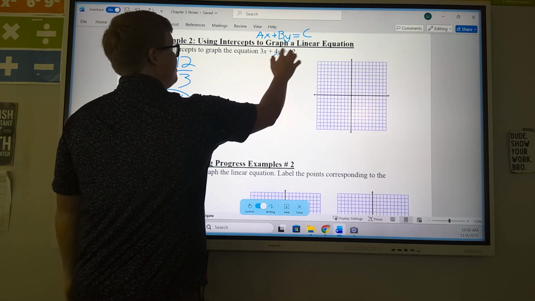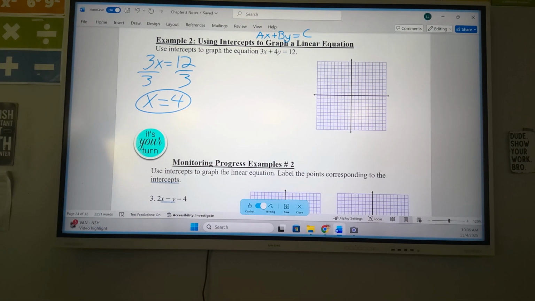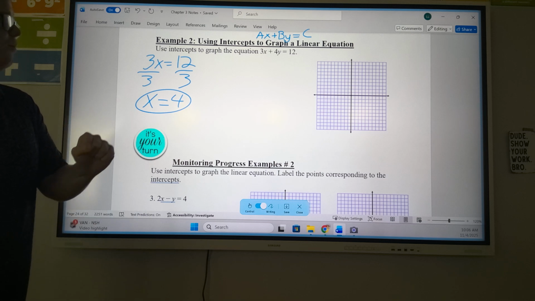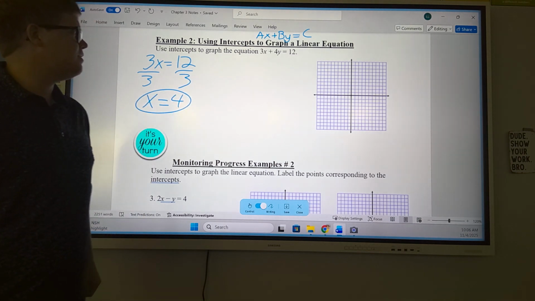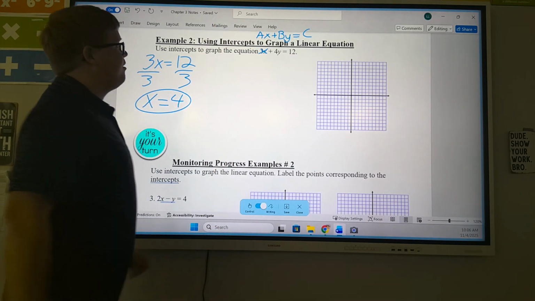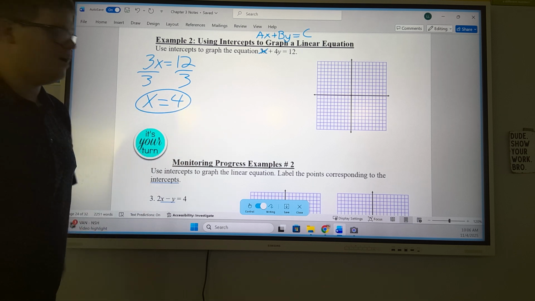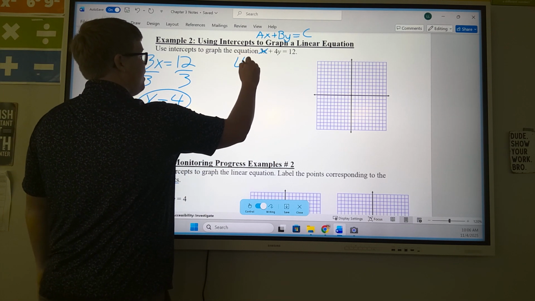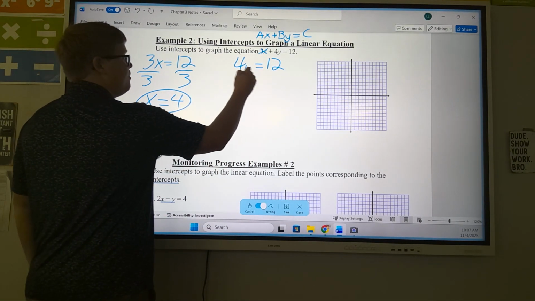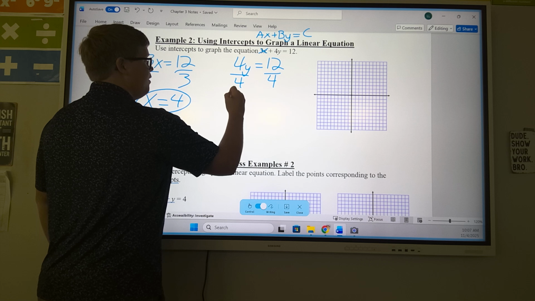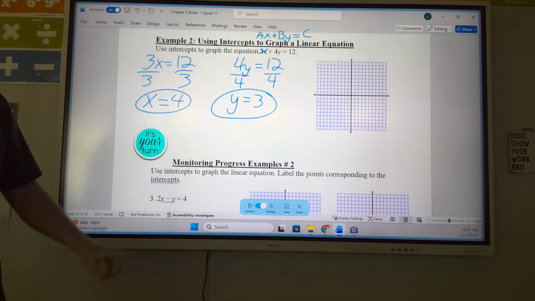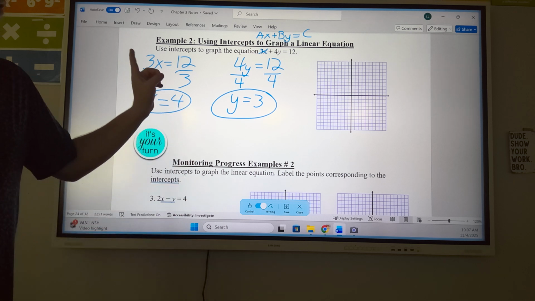Now, the same thing is going to go for our y-intercept. Our y-intercept is where x is 0, so we're plugging 0 in for x. 3 times 0 is 0. That means our x is gone. All we have left is 4y equals 12. So let's solve it. All we have to do is divide by 4 to get y by itself. We have y equals 3. So we know both of our x and our y intercepts. 4 for our x, 3 for our y.